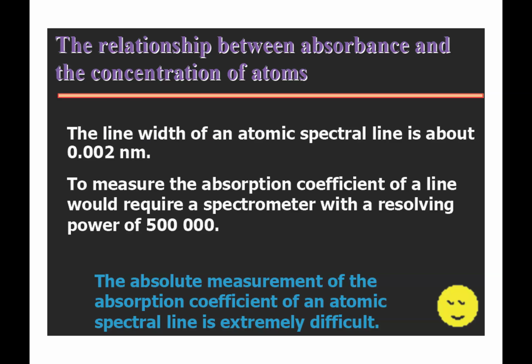You know, we are dealing with light. And the line width of an atomic spectral line is about 0.002 nanometers. That is the line width, that line width has that number. And in order for you to measure atoms within that particular range, he realized something very important: that to measure the absorption coefficient of a line, we require a spectrometer with a resolving power of about 50,000. Don't know what I'm talking about here.